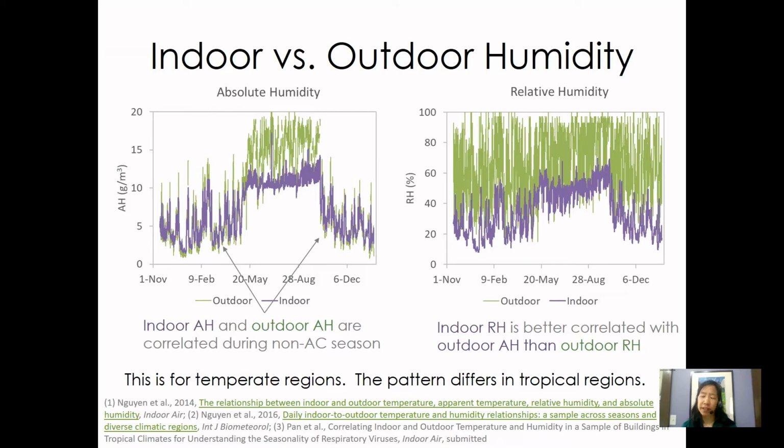Now, if you could go over to the right-hand side, you'll see relative humidity. And the indoor relative humidity shown in purple does not match the outdoor relative humidity at all, which is all over the place over the course of the year. But the indoor relative humidity in purple is correlated with the absolute humidity that's indoors and outdoors, again, except for the summertime. And so this is for a temperate region. The pattern differs in tropical regions.